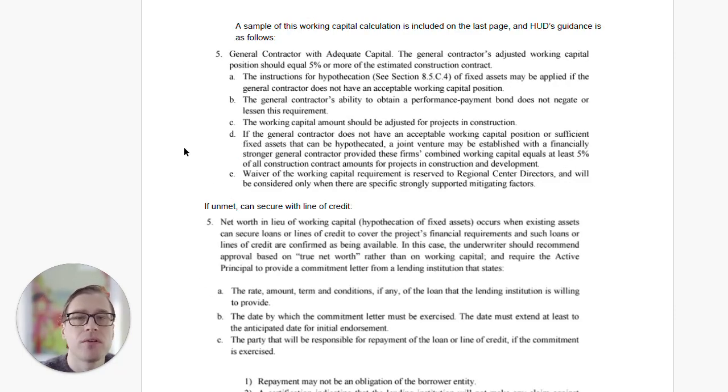So I hope that was helpful. Just trying to provide a very brief summation of key high-level items to consider: fees that can be charged, bonding, insurance, prevailing wage requirements, working capital positions.